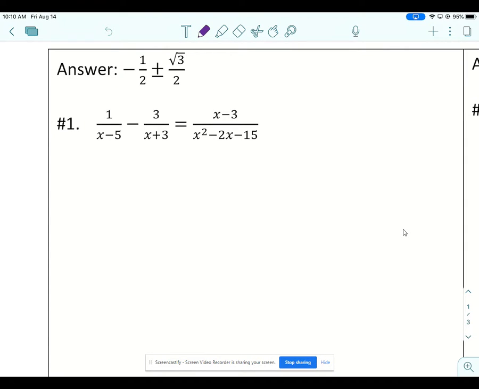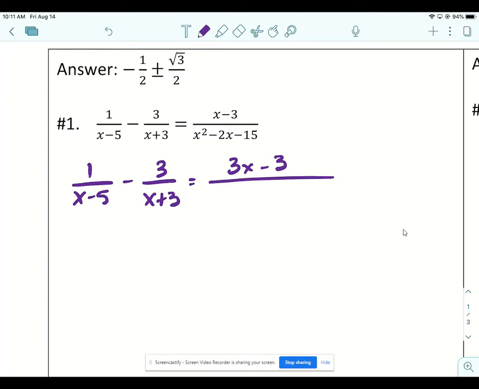All right, so this is a rational equation that we're going to multiply through by the LCD. So first step is we're going to factor the denominator on the right. The other two denominators cannot be factored. All right, let me fix that real quick.